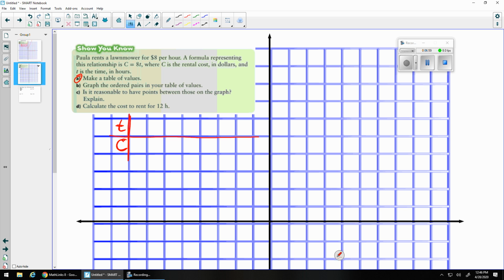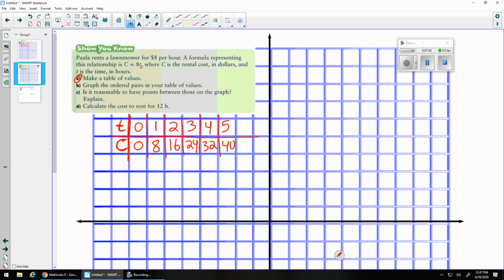So when time is equal to 0, if you have it for 0 hours, what would the cost be? Well, it makes sense that it would be $0. If you rent it for 1 hour, you substitute that in for t. 8 times 1 is 8. You pay $8. If you rent it for 2 hours, 2 times 8 is 16. 3 hours, 3 times 8 is 24. So we're just going up by 8 each time. 4 times 8 is 32. 5 times 8 is 40. Okay, so there's our table of values.